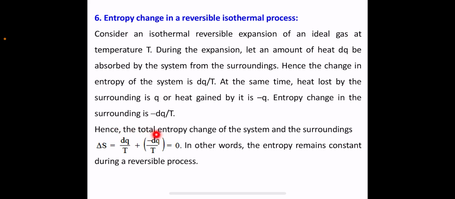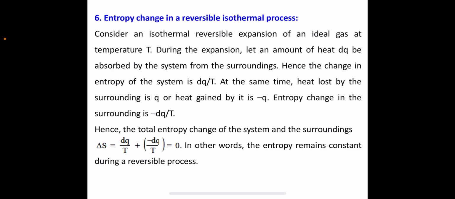So hence the total entropy change of the system and the surroundings, that is delta S, is equal to dq divided by T plus minus dq divided by T, which is equal to 0. This is how I am going to represent the entropy change in a reversible isothermal process. In other words, the entropy remains constant during a reversible process. So there is no change in entropy. The entropy is going to remain constant in a reversible isothermal process.